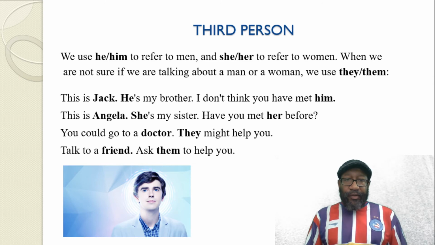As you can see, we use he as the subject pronoun and him as the object pronoun. This is Angela. She is my sister. Have you met her before? Here, the same thing. So she is the subject pronoun and her is the object pronoun.